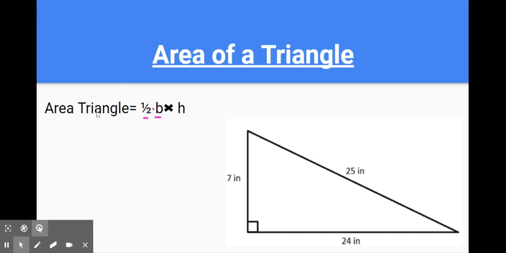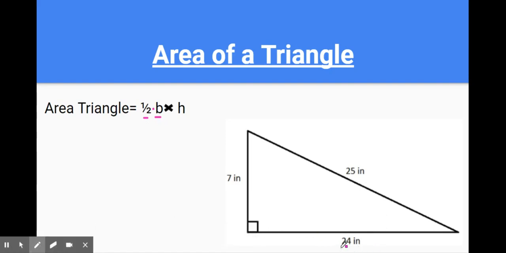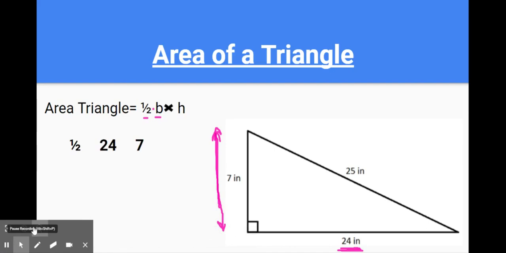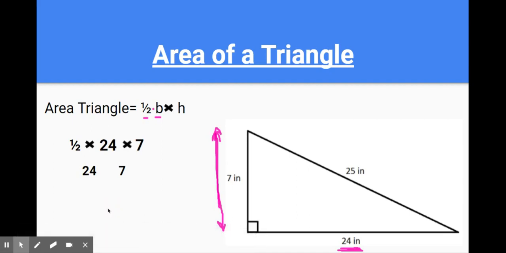Now, b is the base, which is the bottom of the triangle, which is 24. And here we have our height, how tall the triangle is. Okay, so base is the bottom and h is the height, how tall it is. So let's plug some numbers in. We have 1/2 times 24 times 7.